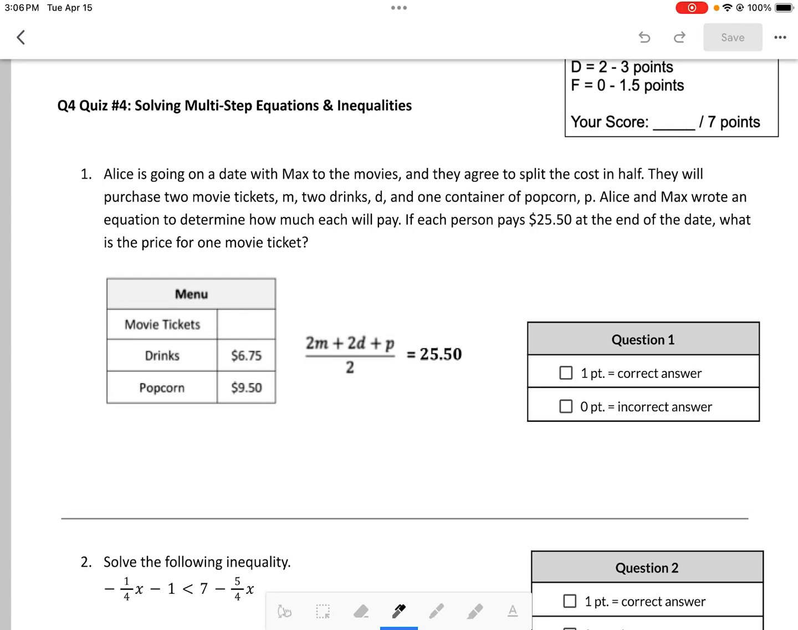Hi friends, today we're going to talk about our quiz from Friday. We're looking at solving multi-step inequalities and equations.